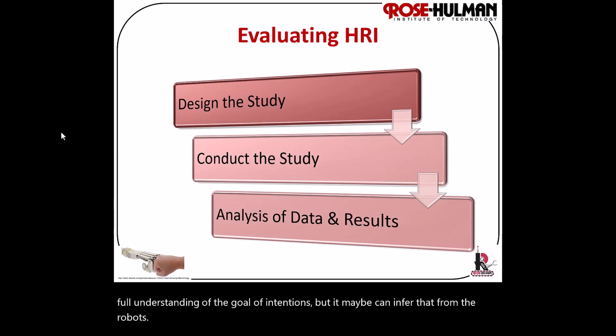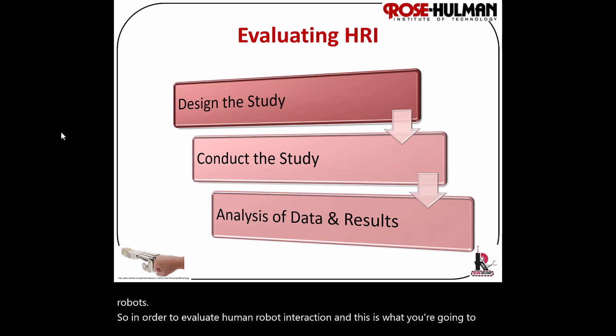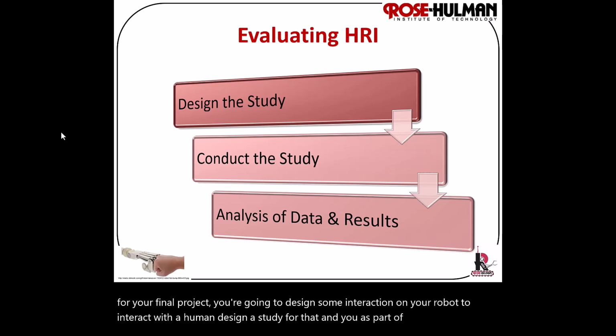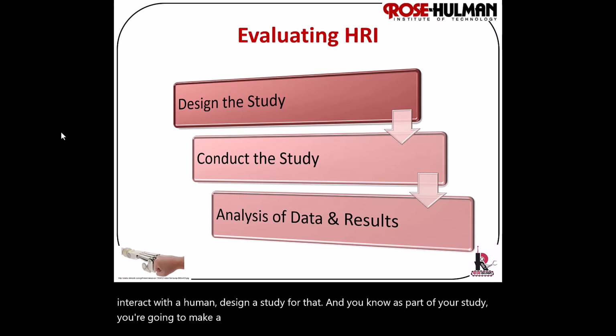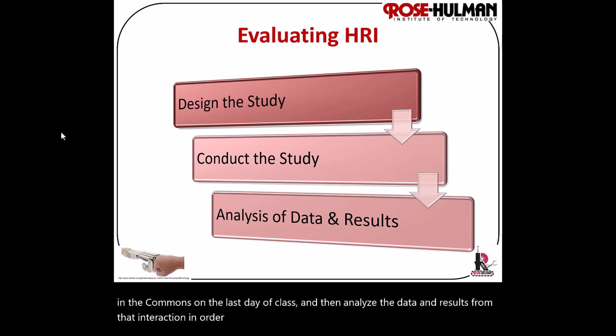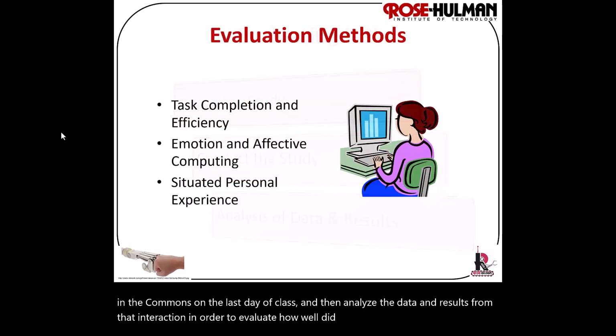So in order to evaluate human-robot interaction, and this is what you're going to do for your final project, you're going to design some interaction on your robot to interact with a human, and design a study for that. And, as part of your study, you're going to make a questionnaire, conduct the study, which is what we would do in the Commons on the last day of class, and then analyze the data and results from that interaction in order to evaluate how well it met your goals for human-robot interaction.